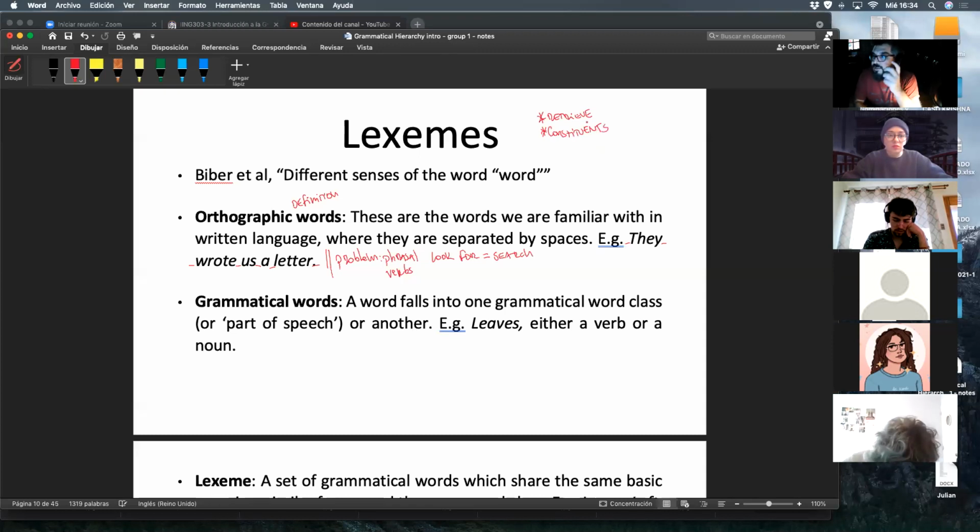Constituents, plural. Okay, so sum up. The orthographic definition states that a word would be any linguistic item which is separated by spaces, right? Right, good. Then we have a problem.